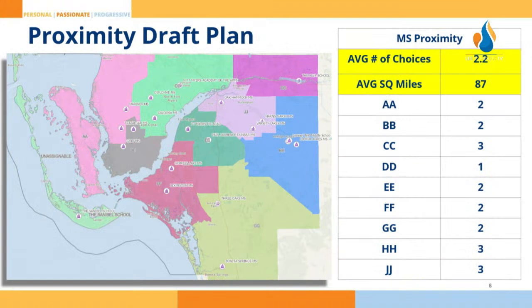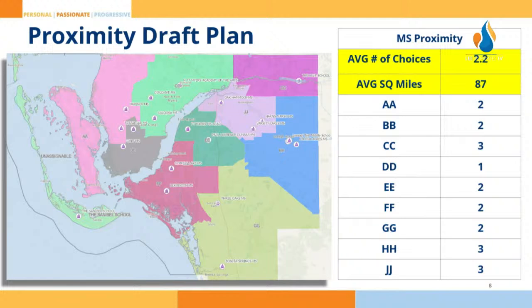This slide presents the proposed proximity map for middle schools, scheduled for implementation next year. Notably, the number of school choices is streamlined, reducing the number of choices from 5.3 to 2.2. The average square miles covered by district-provided transportation is set at 87, approximately half of the current mileage.